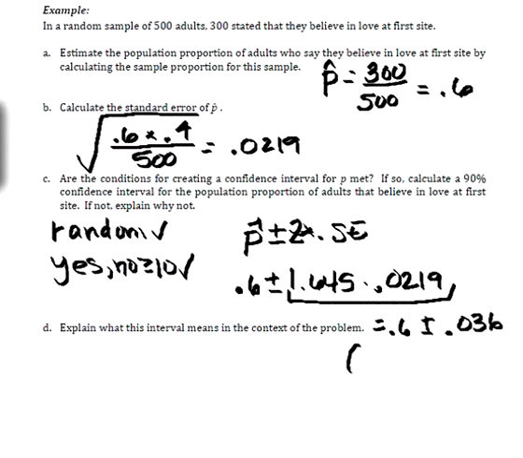And then this will end up giving us an interval of 0.564 to 0.636. When we write our interval, we generally put the smaller number first and the larger number second. It's because that's how we talk when we speak in English.